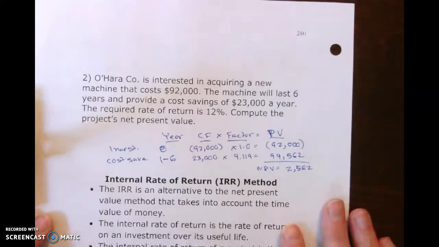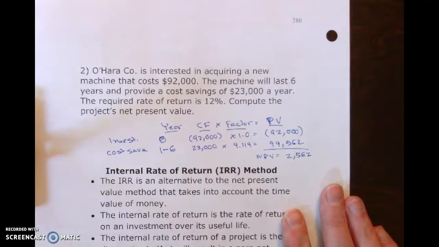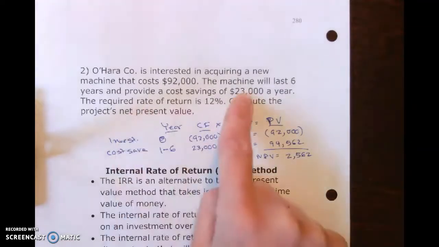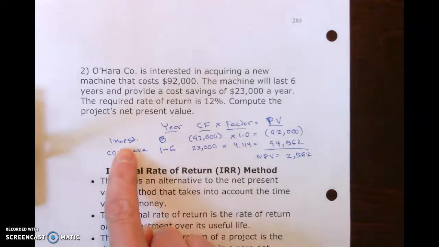We'll look at the next one over here. Our company is interested in acquiring a new machine that costs $92,000. The machine lasts 6 years and provides cost savings of $23,000 a year. The required rate of return is 12%. Compute the net present value. So again, to solve this problem, we always set up a table. It just helps so much.